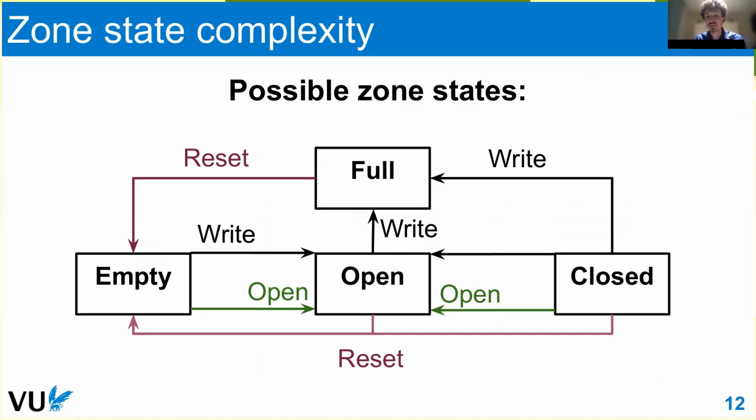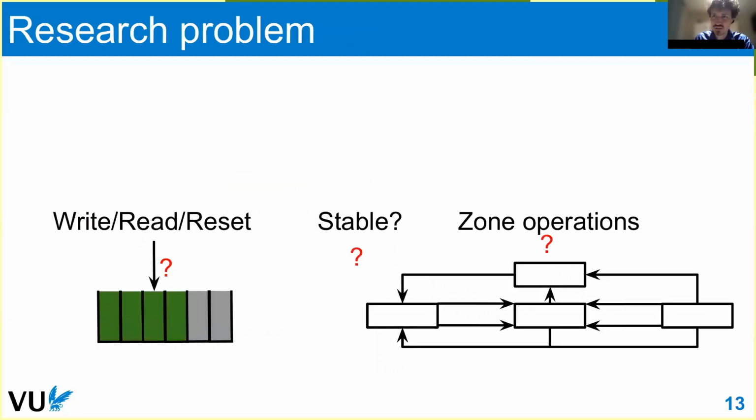But this leads to our main problem. This is just complexity. But for this complexity, we do not have performance numbers. We don't have performance of simple write, read, reset operations on ZNS. We don't know if it's actually stable. Does it actually even deliver performance guarantees that we want to have from our Flash storage? The ones we need for stable throughput, stable latency.